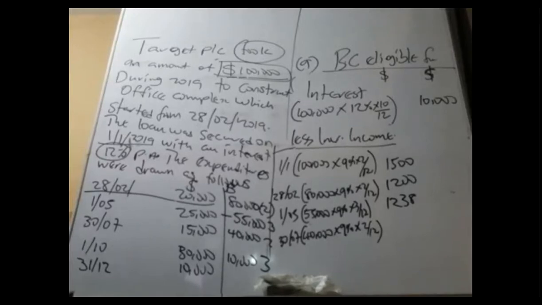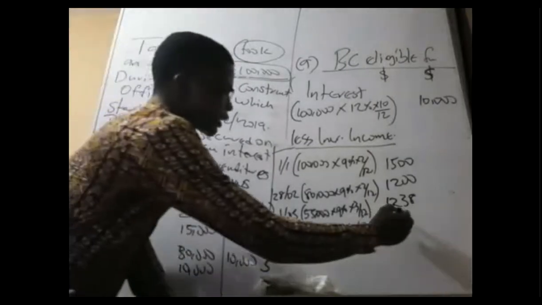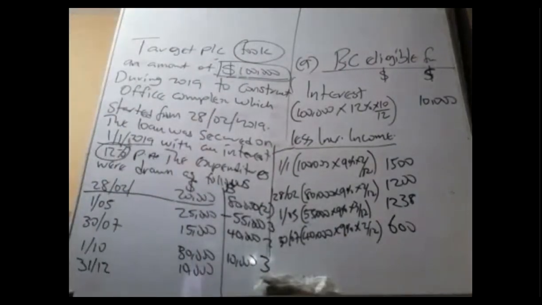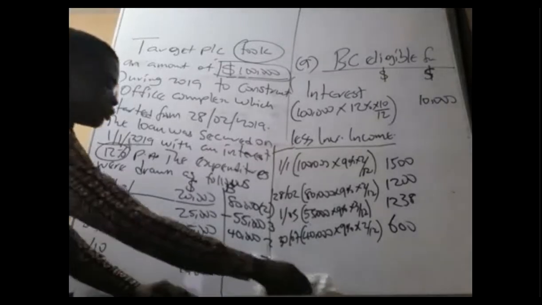Okay, you said 1 out of 10. The answer is 600, right? Okay. I now get your point. So yeah, 600 cities. Then we move on to the last one.